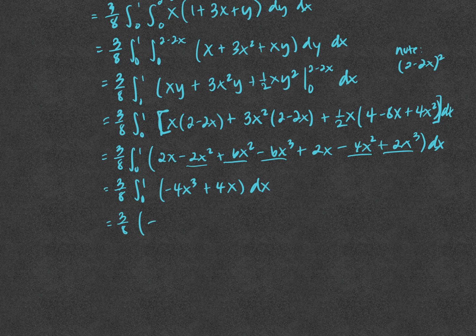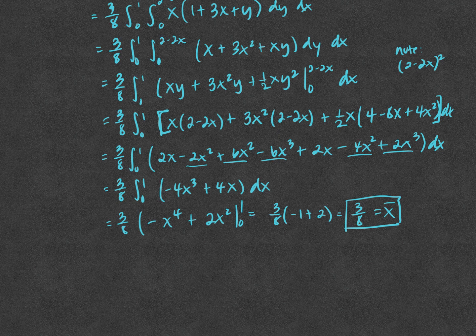So the 4 cancels. This becomes x to the 4th plus 2x squared from 0 to 1. So we get 3/8 times negative 1 plus 2 gives me 1, times 3/8 is 3/8. So this is our x value of our center of mass.